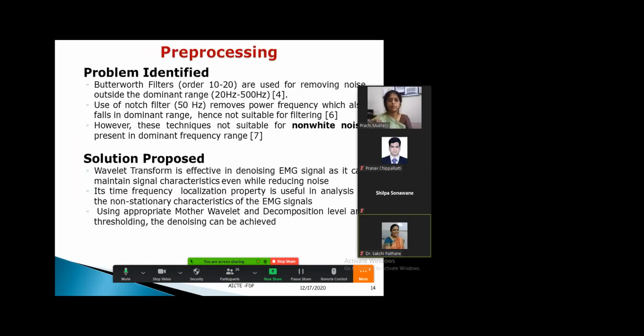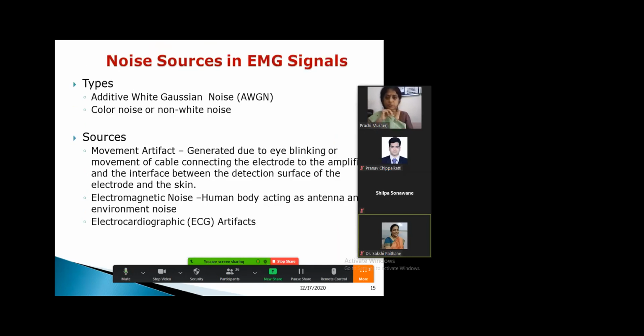So this is a problem that we have identified, and now we want to work on it. So what is the solution that we want to do? First, of course, as I said, noise is a very huge issue for us. So we needed to pre-process the data. In that, wavelet transform is very useful for denoising the EMG signal. It's a very standard process of applying wavelet transform and then denoising the signal. So they are very standard steps.